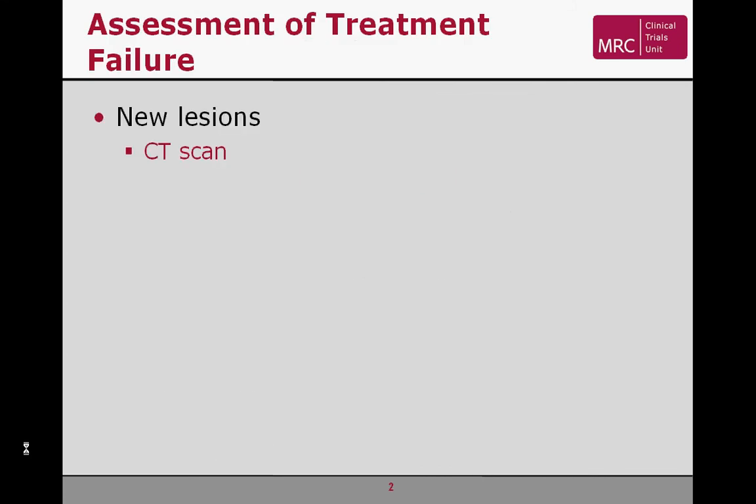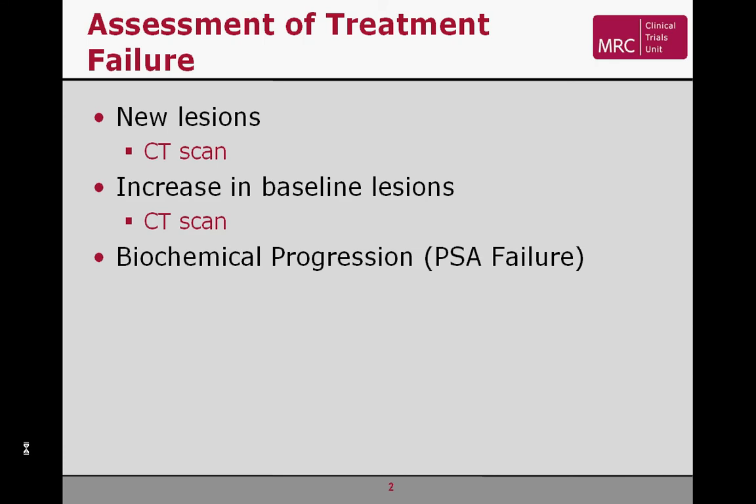So firstly, the appearance of new lesions will be defined as a failure event, and this would need to be confirmed by CT scan. An increase in the size of the baseline lesions would also constitute a failure event, and once again this would need to be confirmed by CT scan. A biochemical progression is also classed as a failure event, and I'll discuss this in a little bit more detail in a moment. And finally, death from prostate cancer would be viewed as a treatment failure.